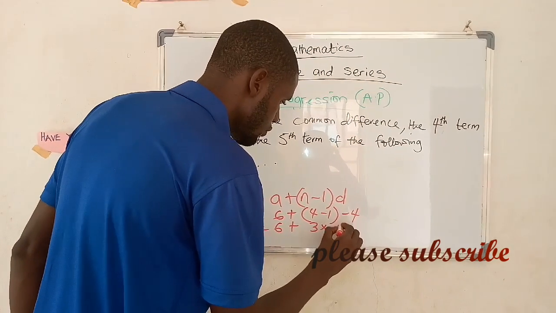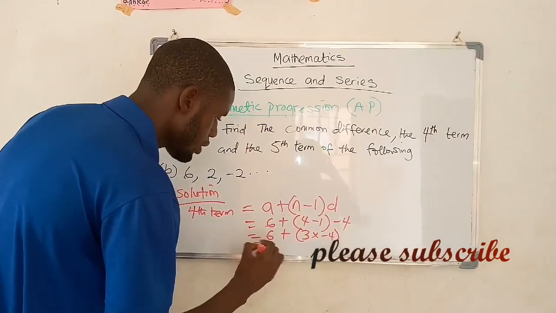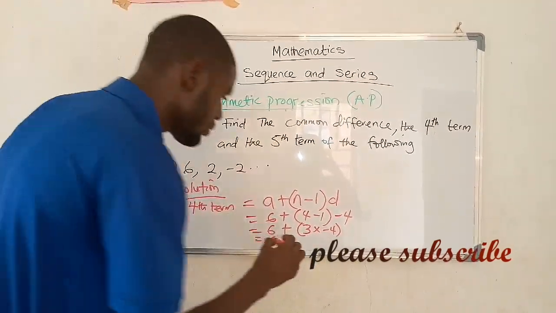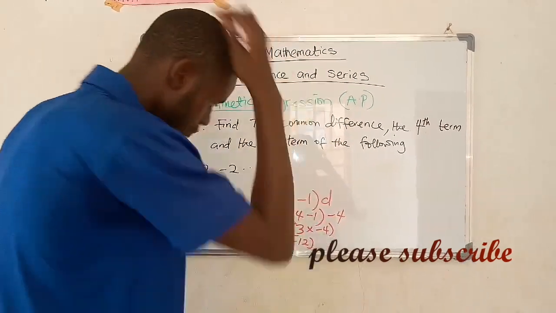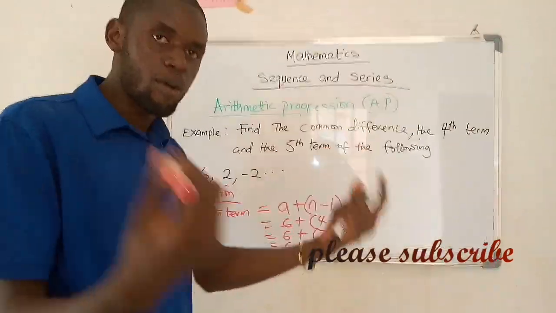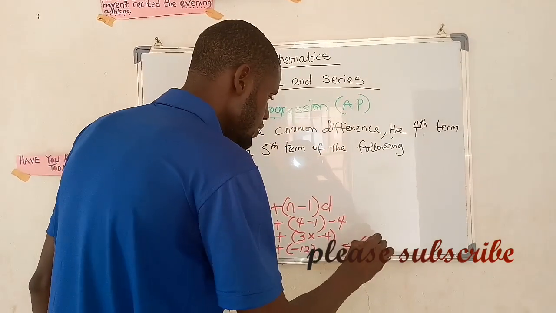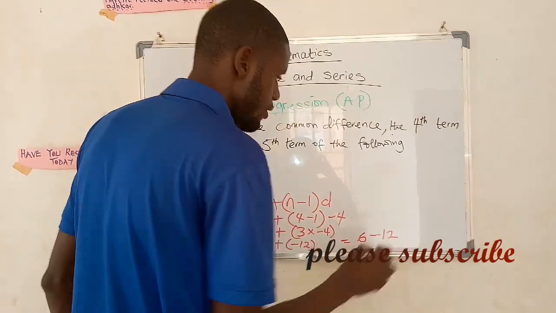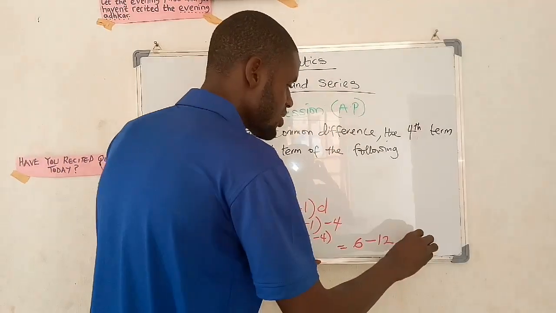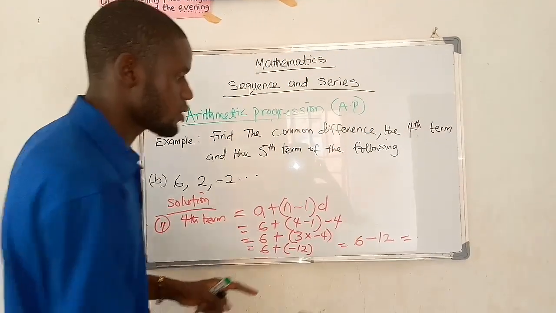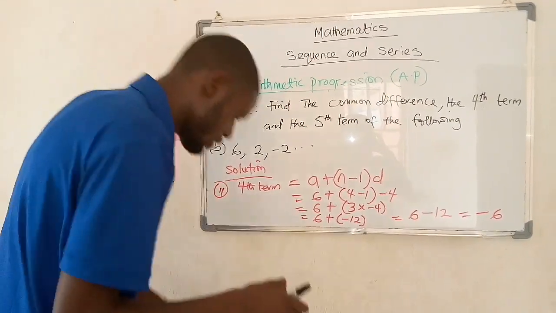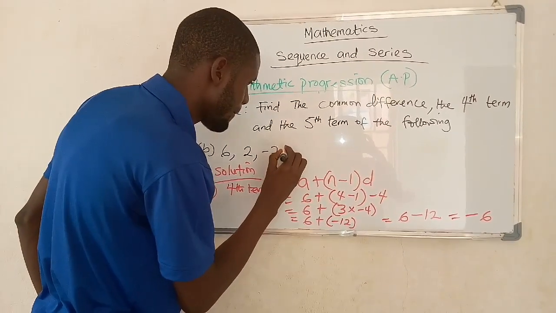Now times minus 4. So we do this first. So we have 6 plus 3 times minus 4, minus 12. So when you have a positive sign multiplying a negative sign, it becomes a negative. So we have 6 minus 12. I'm sorry, the size is limited. So 6 minus 12, we are going to have minus 6. So we come here, let's try and see the fourth term. So we have minus 6.